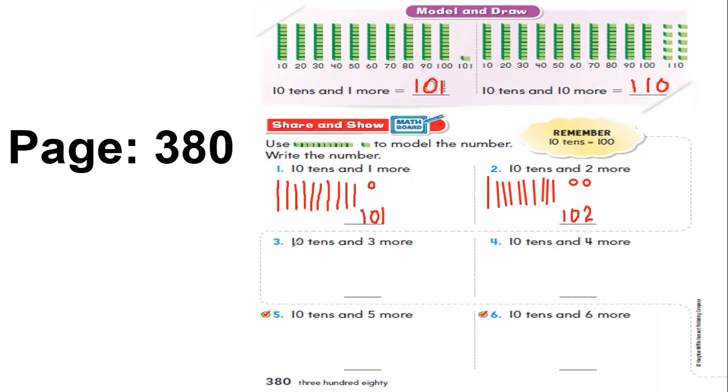Now the same way, question number 3. 10 tens and 3 more. So again, you're going to draw 10. 1, 2, 3, 4, 5, 6, 7, 8, 9, 10. So that I have 10 and 3 more. So 1, 2, and 3 more circles. So what does it become? Yes, that becomes 103.